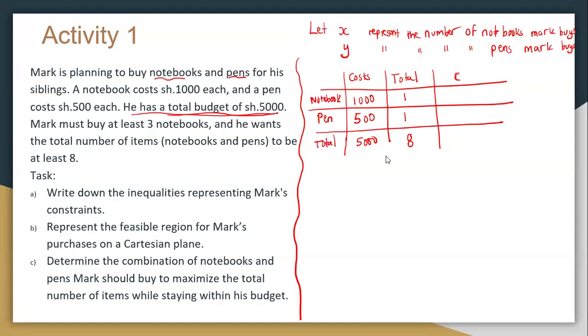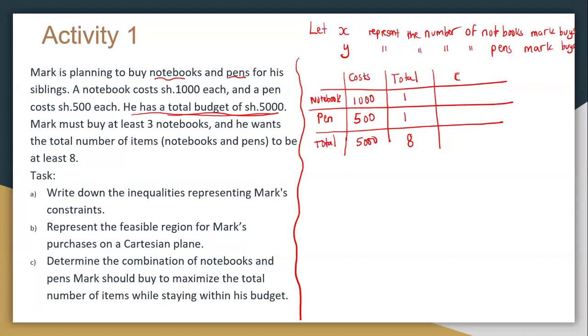Yes, because they have told us that he has a total budget of 5,000. That means that the amount he has cannot exceed 5,000. And whenever we see that it cannot exceed, it means that we are going to use less than or equal to, because the amount cannot go beyond that.